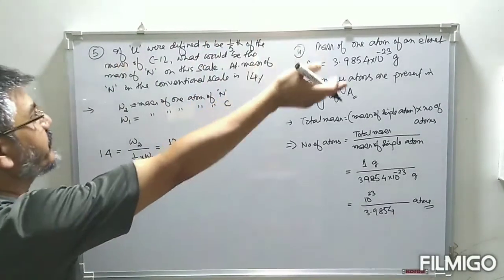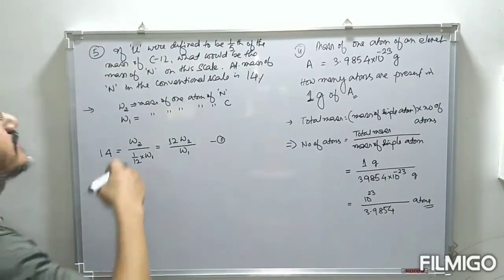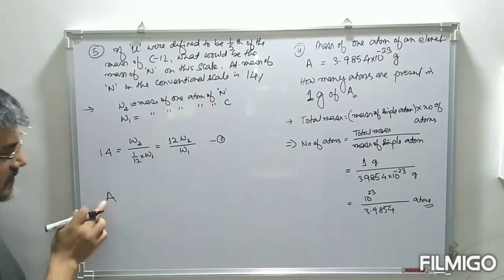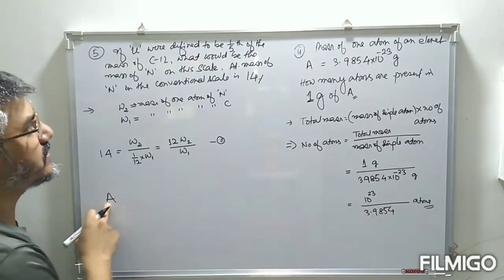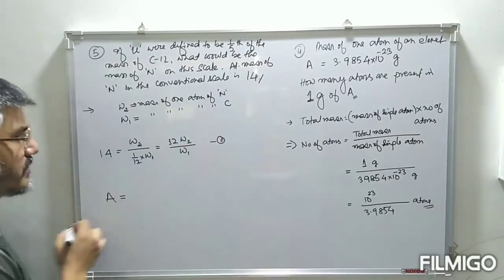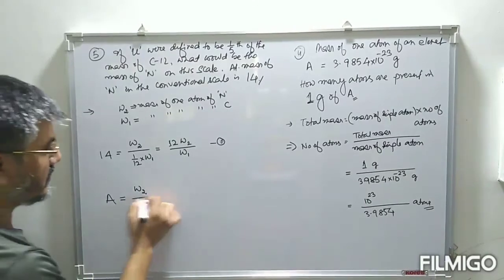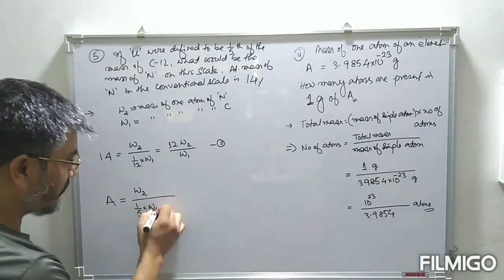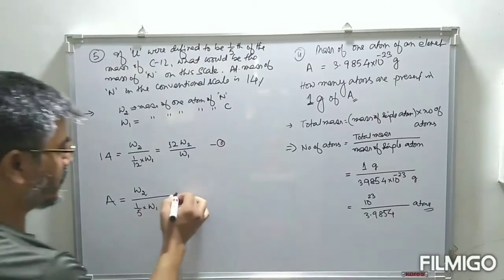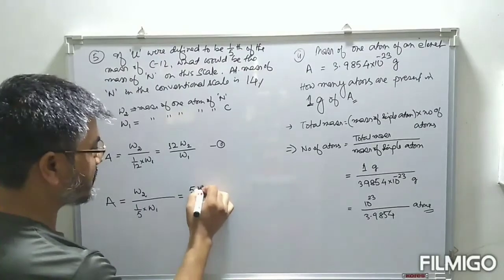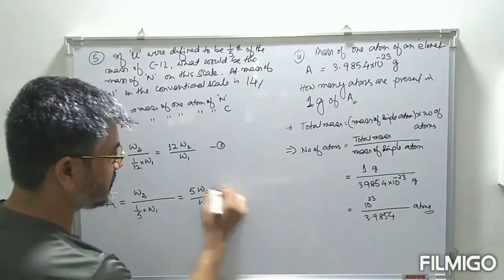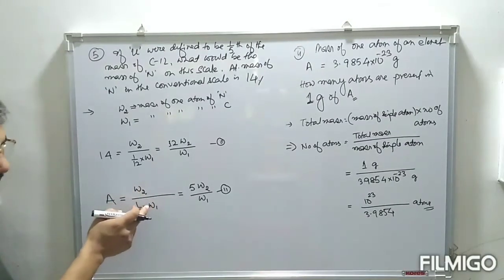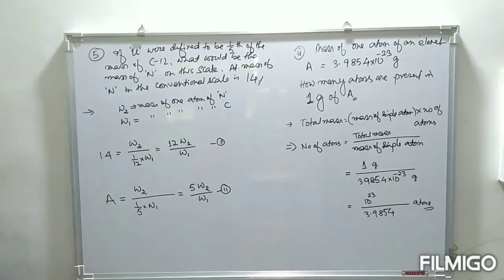Now the scale is changed to 1/5 of the mass of carbon 12. Let the mass of one atom of nitrogen in this new scale be A. So this will be equal to mass of one atom of nitrogen divided by 1/5 of the mass of one atom of carbon 12. So this is equal to 5 times W2 divided by W1. Change of conventional scale does not change this mass. This will remain as it is. So we have two equations.